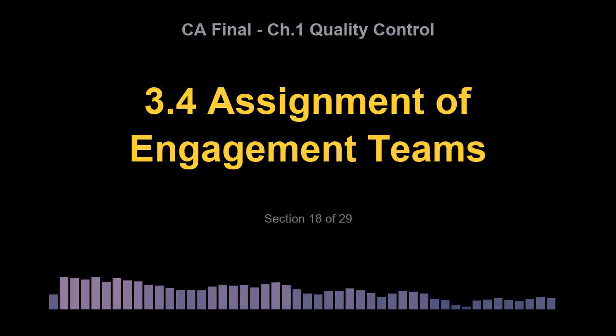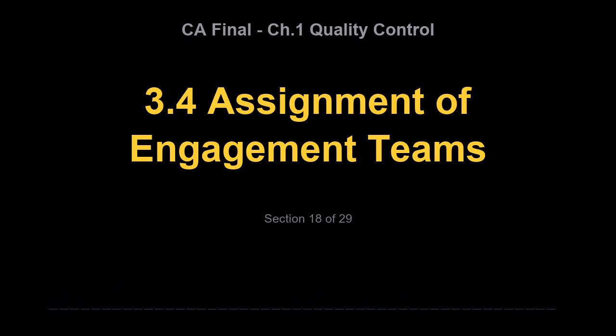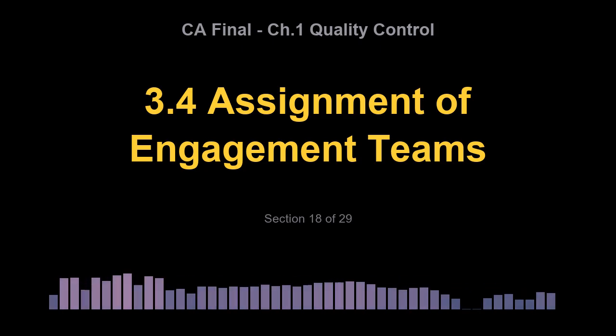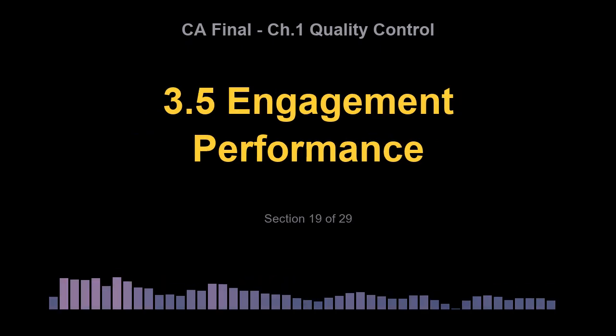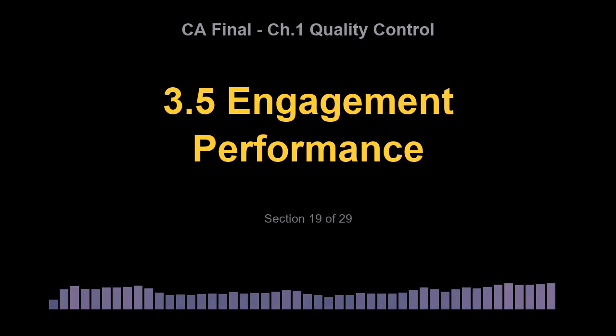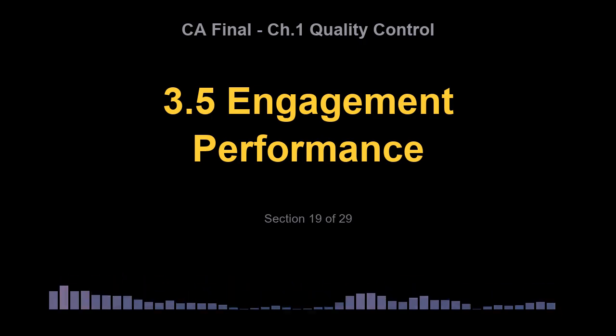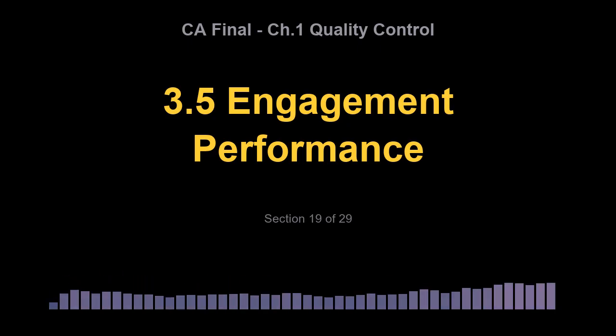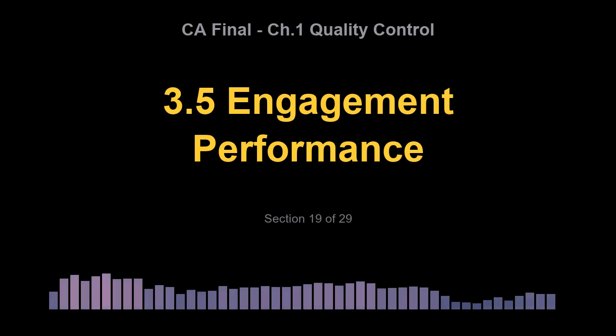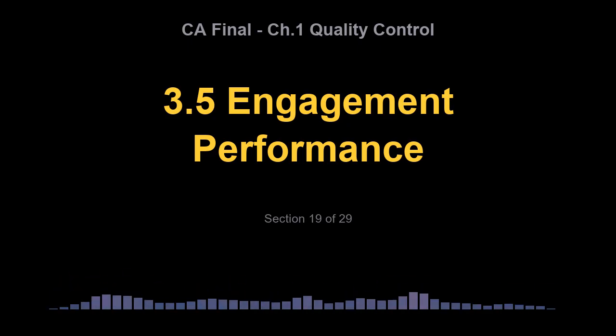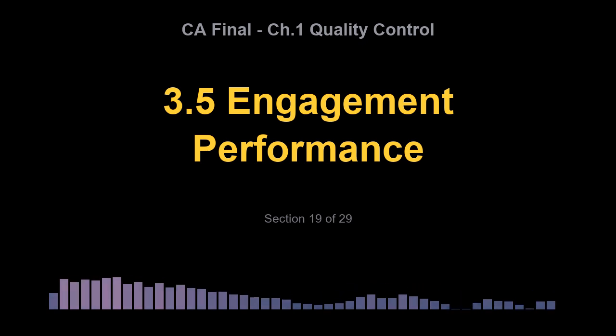3.5 Engagement performance. The engagement partner has the responsibility for direction, supervision, and performance of the audit engagement in accordance with professional standards and regulatory and legal requirements. He is responsible for the auditor's report being appropriate in the circumstances. Further, review of audit documentation before issue of the audit report is his responsibility. It has to be ensured that sufficient appropriate audit evidence has been obtained to support the conclusions reached, and for the issuance of the auditor's report.